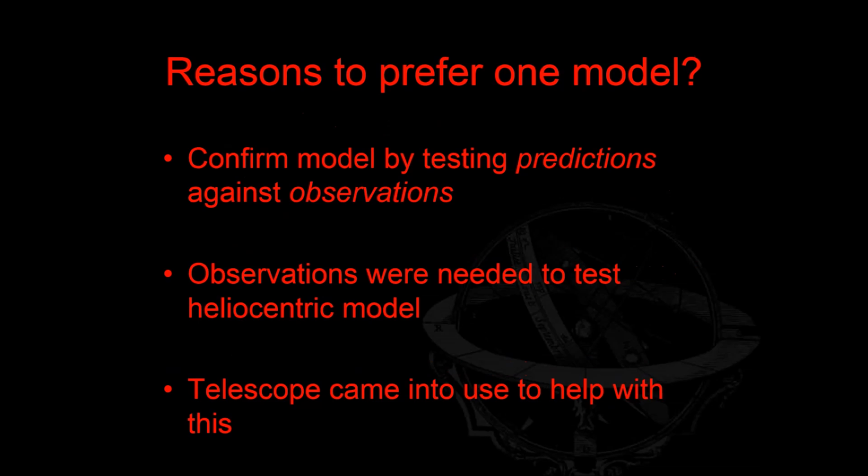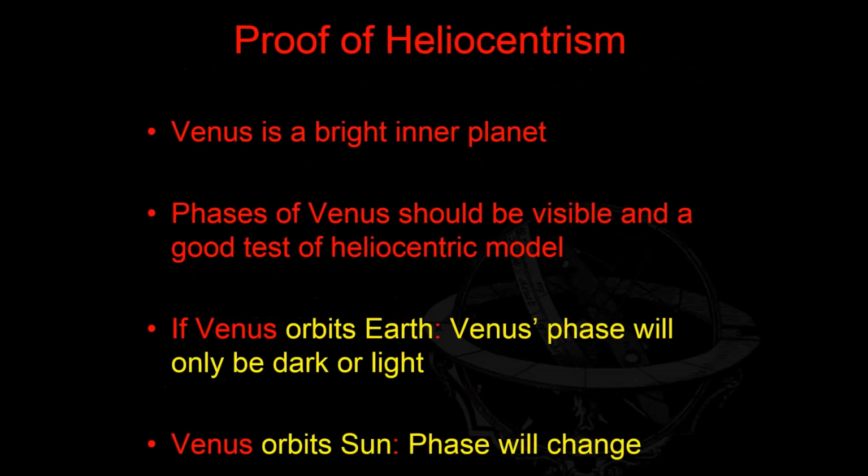So people needed to come up with reasons which model was correct. And what we really had to do, and what you should do in every science, is take your model, take the ideas that you have developed and mathematically shown, and compare them to actual real observations. So observations were really needed to test the heliocentric model. And what really confirmed this and made it certain that the heliocentric model was right was the telescope. So technology really assisted here.